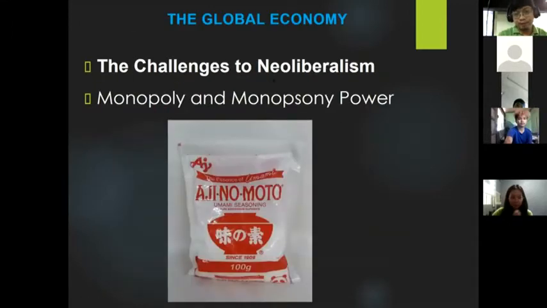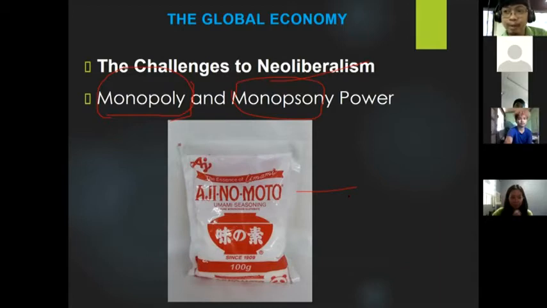Another disadvantage of neoliberalism is monopoly and monopsony. These are two concepts on the relationship between consumer and producer. Of course, yung ating monopoly, overuse na to. Dati na ninyong ginagamit to. No? One example, lagi kong ginagamit na example ng monopoly is the Ajinomoto. Yung tak, tak, tak sa Ajinomoto.